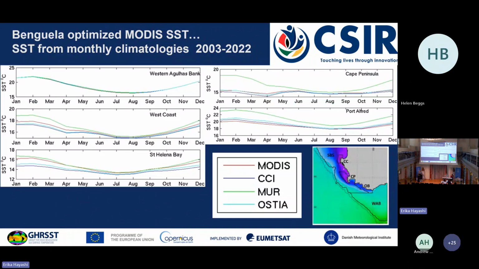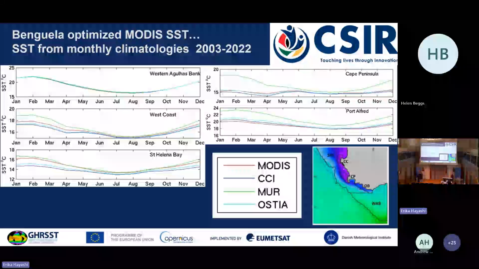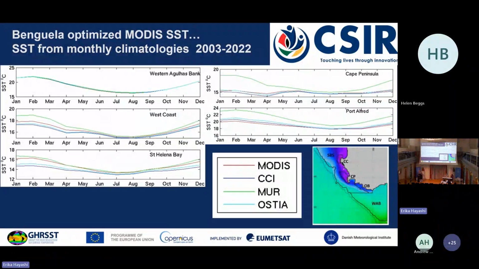Looking then at seasonal signals for these three products at those locations and separating it again into the Agulhas Bank, you can clearly see a nice seasonal signal: solar warming in the summer, winter mixing, and then rising up again from October to December. And the four data sets are indistinguishable in this area. Again, when we move to the West Coast, we start seeing the separation during summer of the data sets, with MIR being the warmest, and then OSTIA, CCI, and MODIS being quite close to each other.